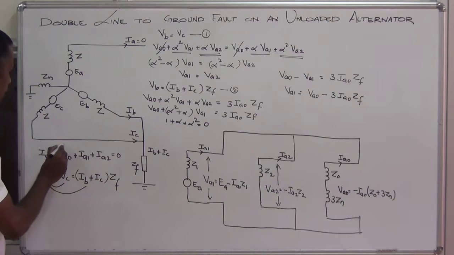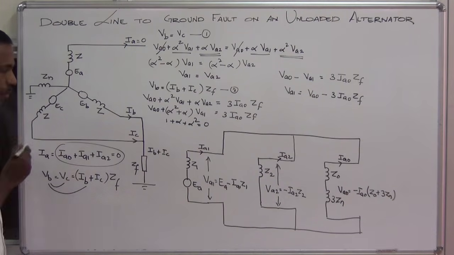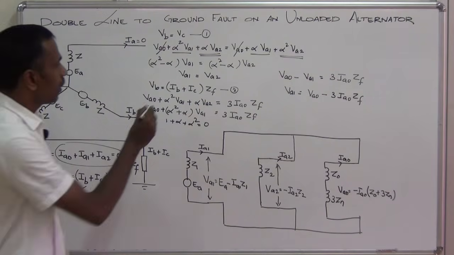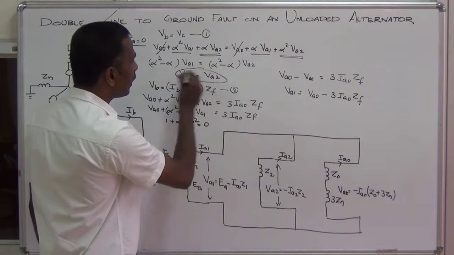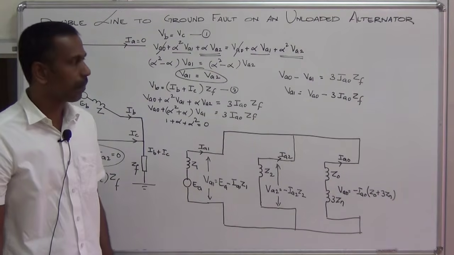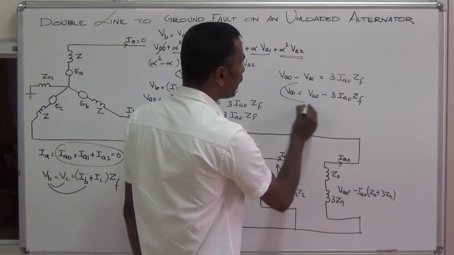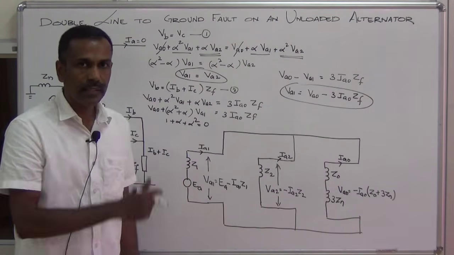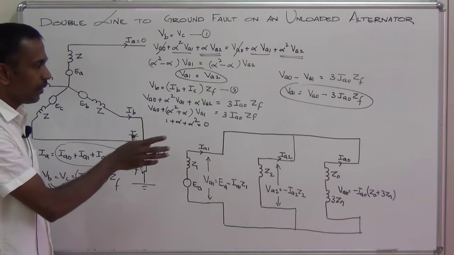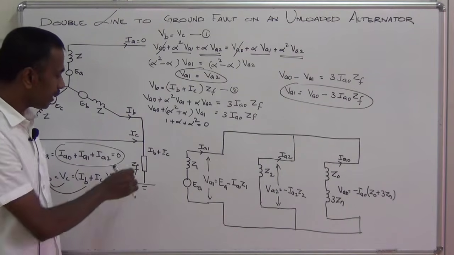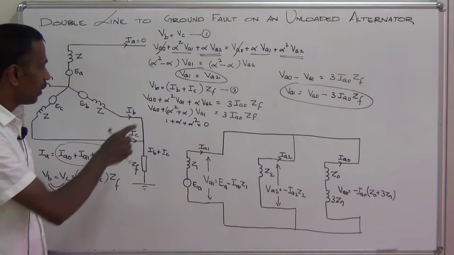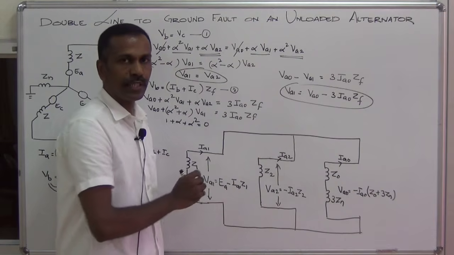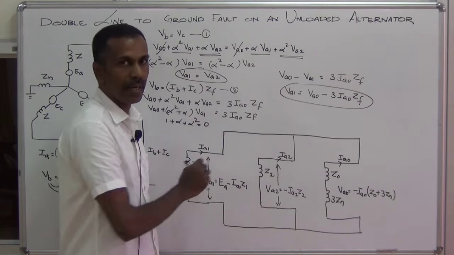So the sum of the sequence currents equals 0. This is one condition for the sequence currents. The positive sequence voltage and the negative sequence voltage are the same. And VA1 equals VA0 minus 3 IA0 ZF. These are the three conditions we are using to draw the sequence network including the fault impedance. As VA1 equals VA2, the positive sequence network and the negative sequence network should be connected in parallel.